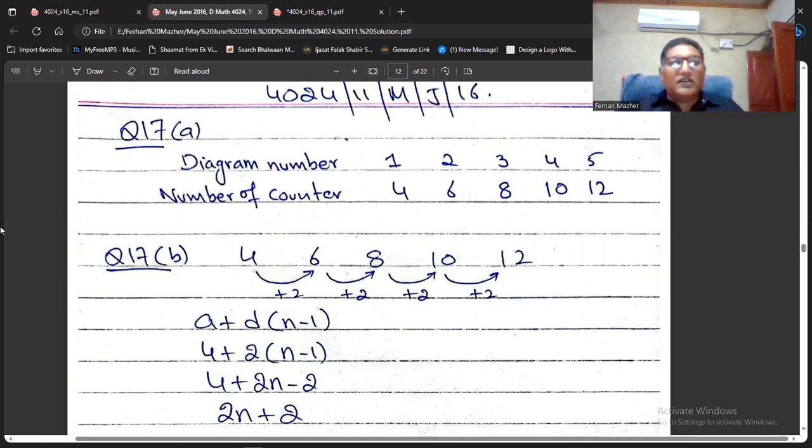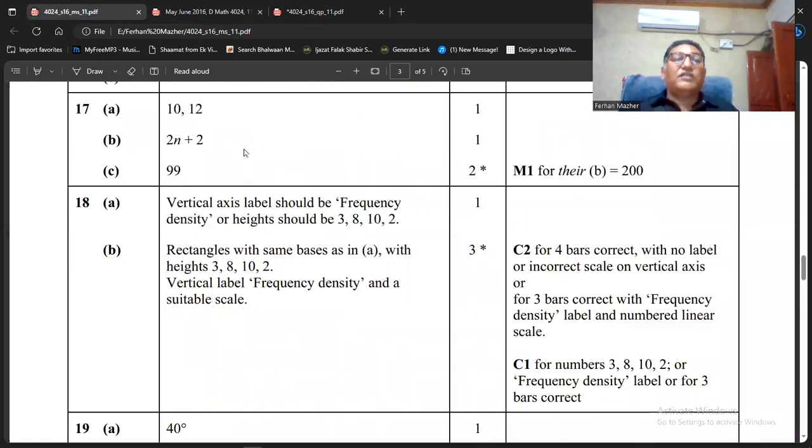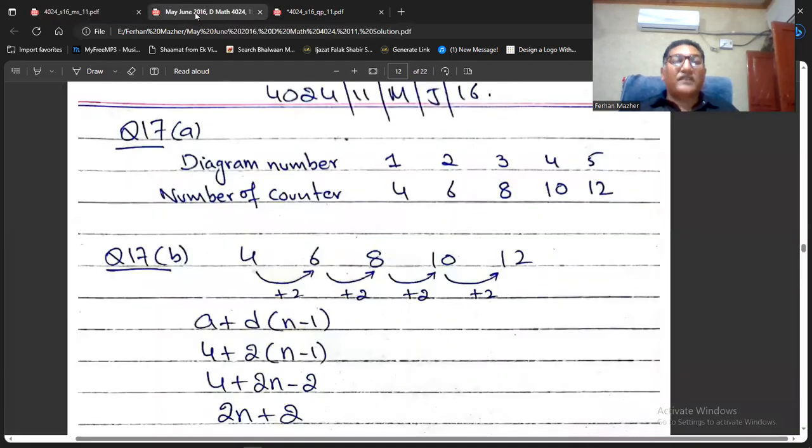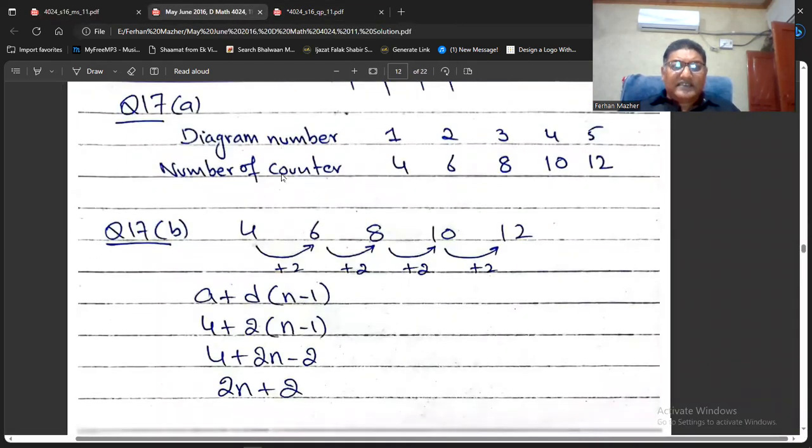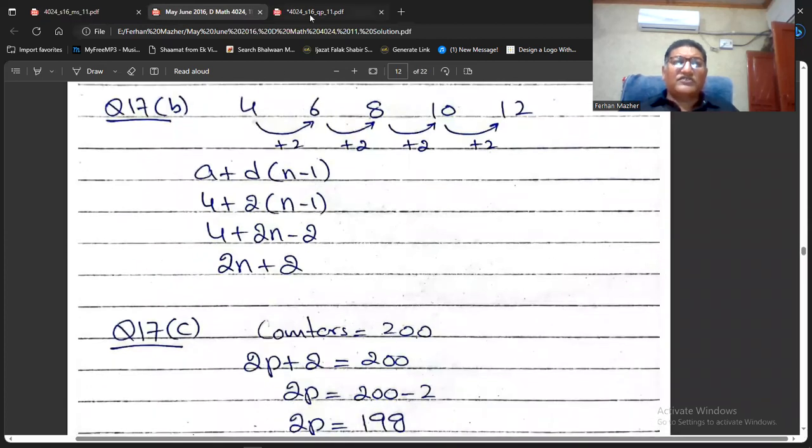So we will have 4. The first term is 4. The common difference is 2. Bracket n minus 1. It will be 4 plus 2n minus 2, and it will be 2n plus 2. So 2n plus 2 is the right answer, sir. Okay, this is the solution showing up. Question number 17, B part.